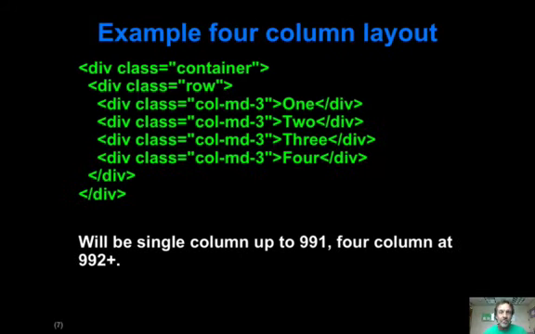Here's an example of a 4-column layout. You can see it's 4 columns, and we know that because there are 4 divs within our row. Because we have 4 columns, 12 divided by 4 is 3, so 3 plus 3 plus 3 plus 3 sums to 12. We've got a valid column layout, and because we're using the MD selector, it's going to be single column up to 991 pixels, which is our basic laptop size, and from then on we're going to get our actual 4-column layout.